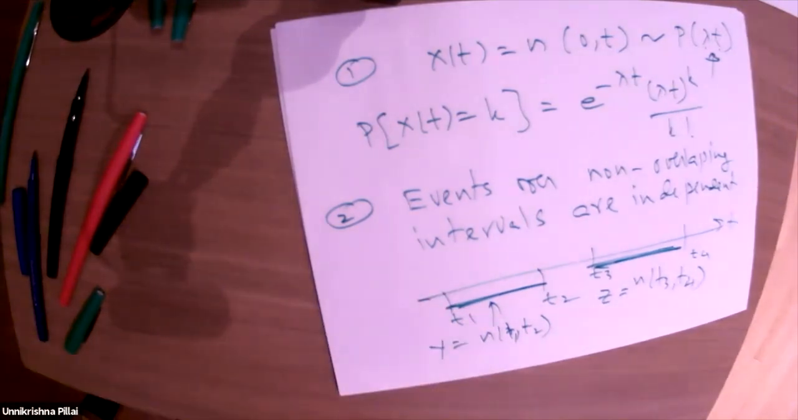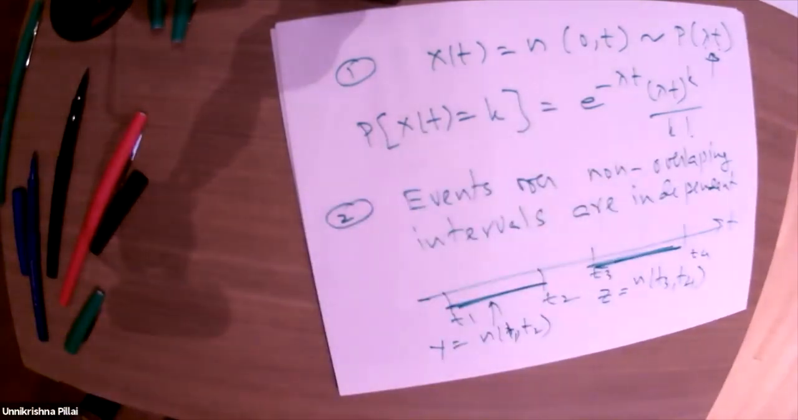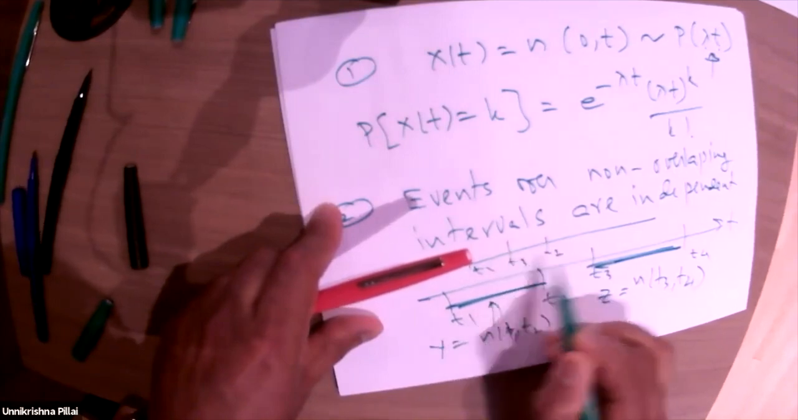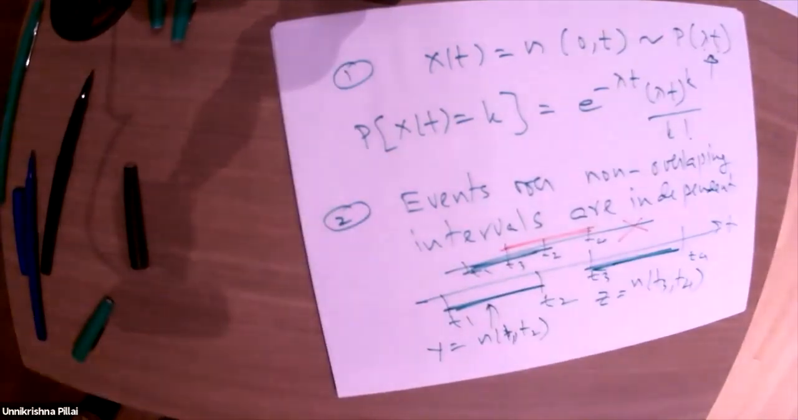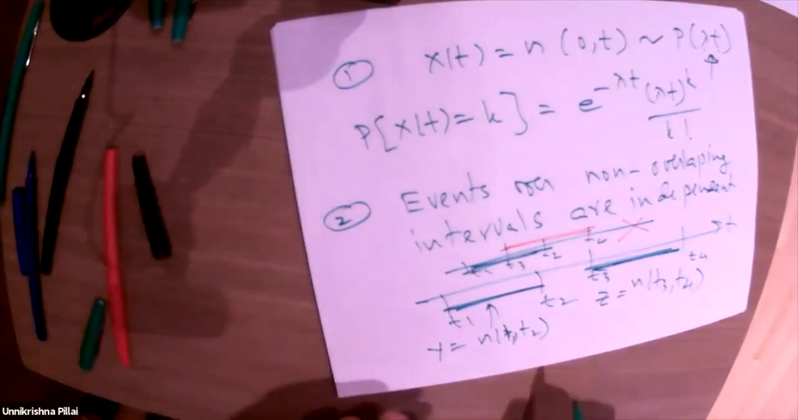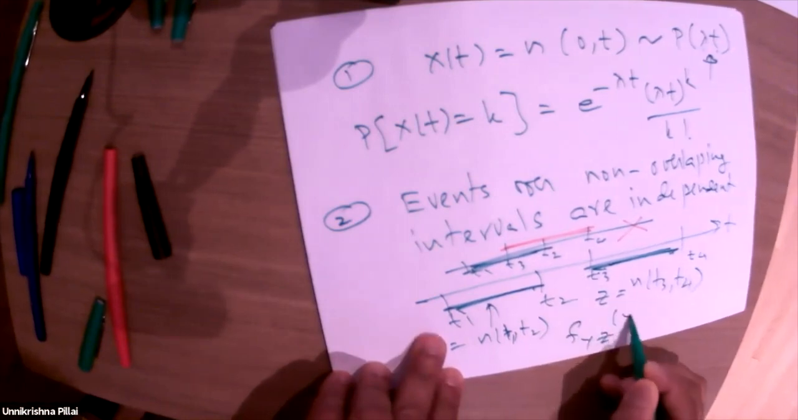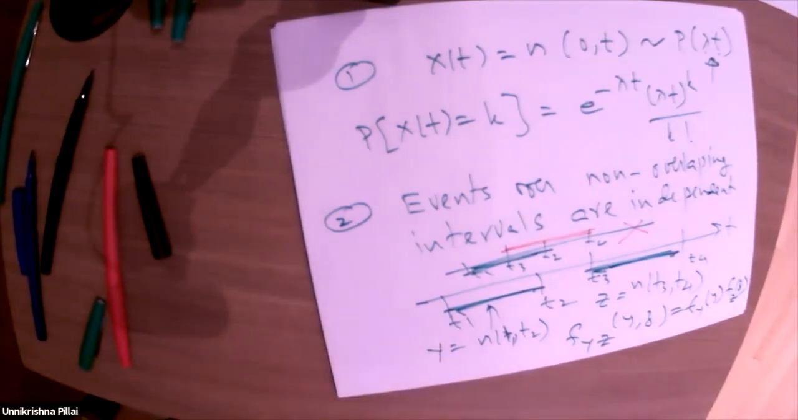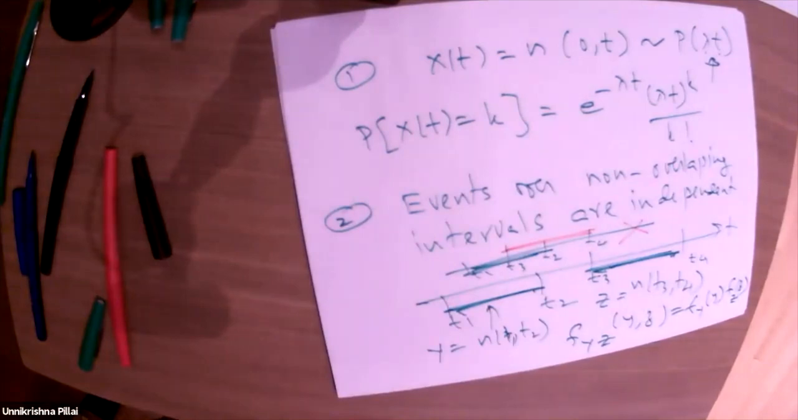Can you read the second one? The second one says events over non-overlapping intervals are independent. I have two intervals, T1 to T2 and T3 to T4. They are not overlapping, right? Overlapping intervals would be like this: you have T1 here, T2 here, T3 here, T4 here. I'm not talking about this, I'm talking about the non-overlapping case. If the intervals are not overlapping, then the random variables corresponding to these non-overlapping intervals are independent. That's the definition of independence: the joint density function is the product of the density functions.